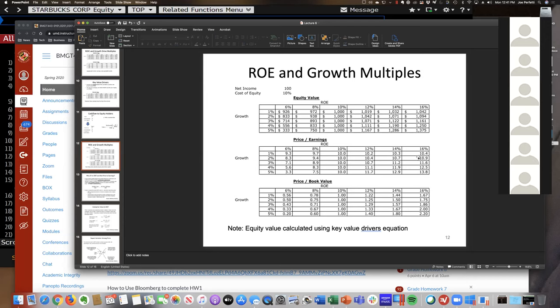Now, you can also translate a PE into a price to book, which we're not going to really spend too much time on this semester, only because, and here's the point, a price to book of one means the value of the company equals the original investment, okay, the book value of the equity. And that's when you have a zero spread. Dollar is worth a dollar, okay? Negative spread, dollar of equity is worth less than a dollar. Positive spread, dollar of equity is worth more than a dollar, right?